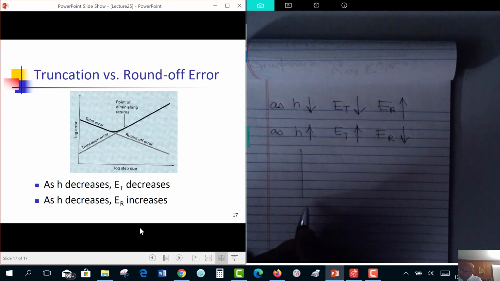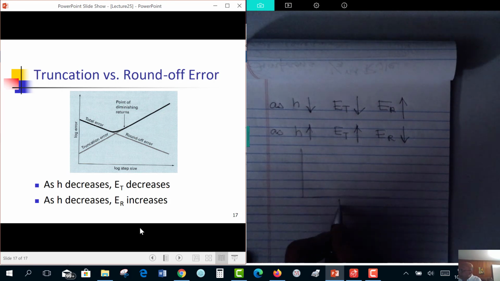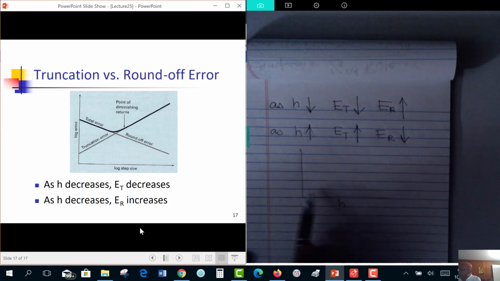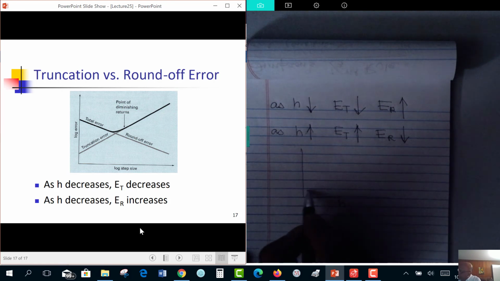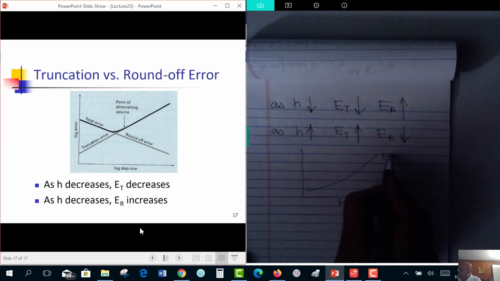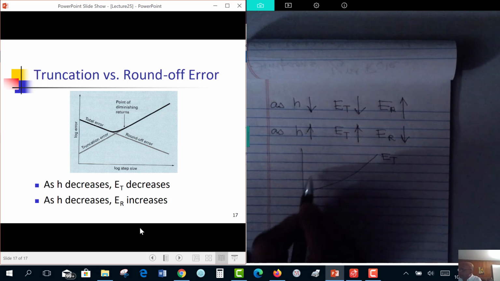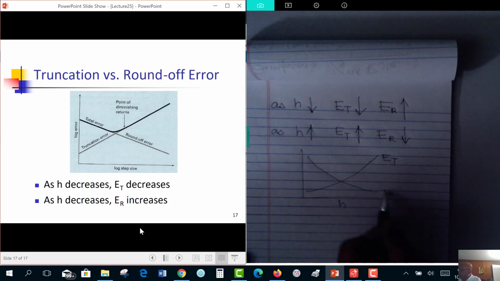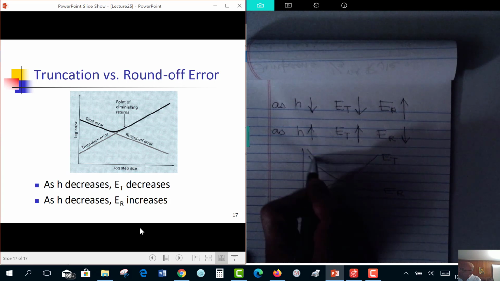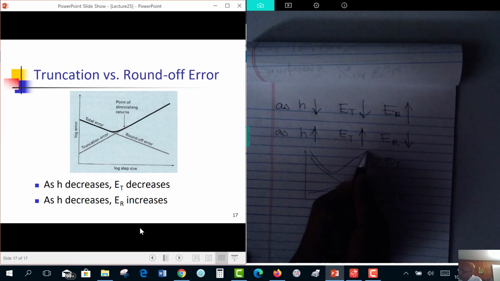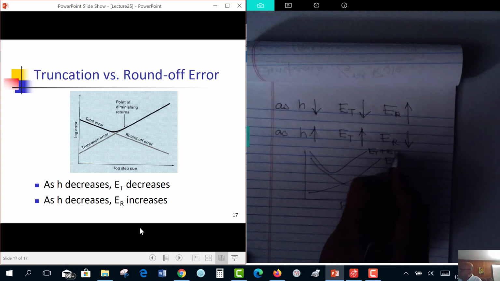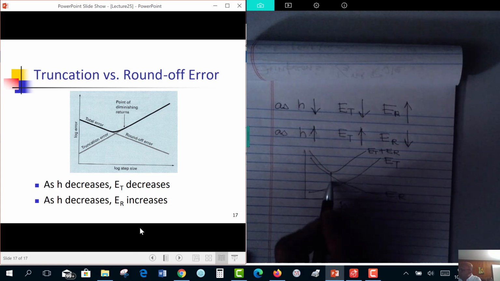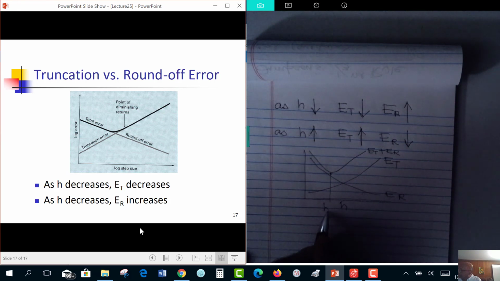So if we plot this qualitatively, so when h increases, truncation error increases. So truncation error increases. But round off error decreases. We are interested in total error. So total error curve might look like this, ET plus ER. So obviously there is some optimum strip size.